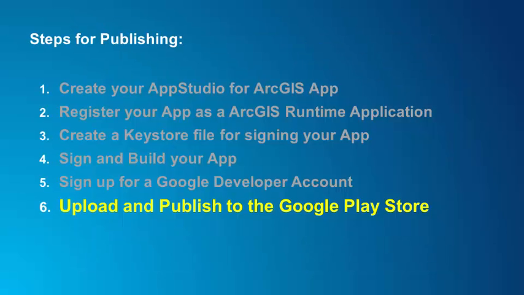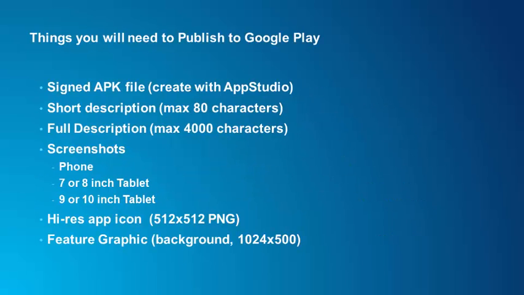All right, we're now at the last step, uploading and publishing our app to the Google Play Store. So a few things you'll need to publish your app to the Google Play Store. One is your signed APK file, which we showed you how to do in this demonstration. You'll also need a short description of your app, a full, longer description of your app, and you need some screenshots, a phone, of a smaller 7 or 8 inch tablet, or a larger 9 or 10 inch tablet. If your app will only run on the phone, you don't need to add the tablet screenshots.